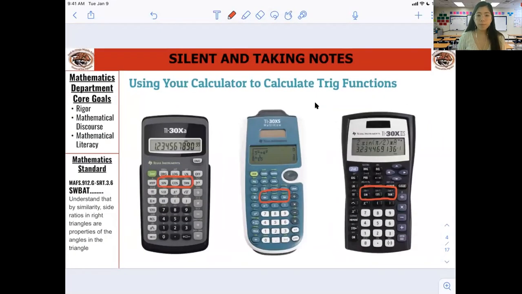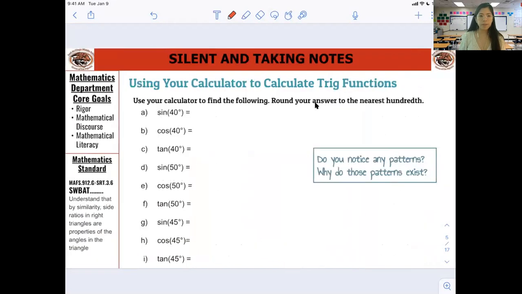So the first thing we're going to do is practice using those buttons. Go ahead and use your calculator to find each of these values. Matter of fact, let me just share my phone screen for a moment so I can show you what it looks like on my phone.